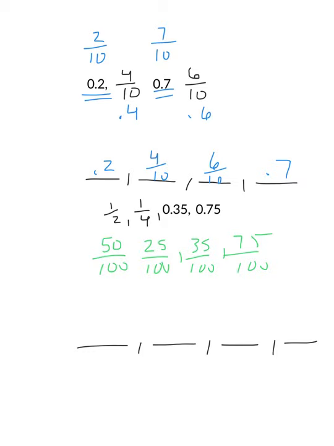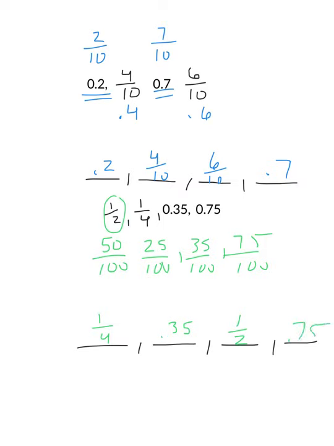What's smaller, 25 hundredths, 35 hundredths, 75 hundredths, or 50 hundredths? Well, we know 25 hundredths is smallest. That would be 1/4. Next would be 35 hundredths. Then 50 hundredths, which we up here have as 1/2. And then 75 hundredths. So we will put in order from least to greatest.